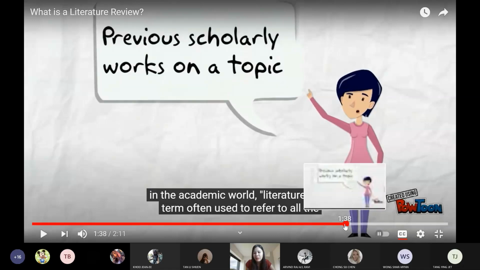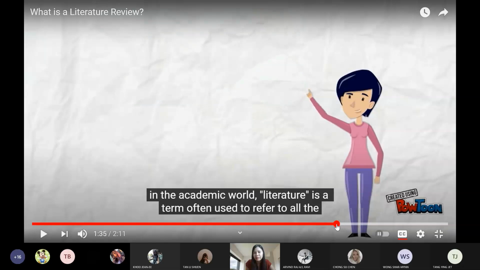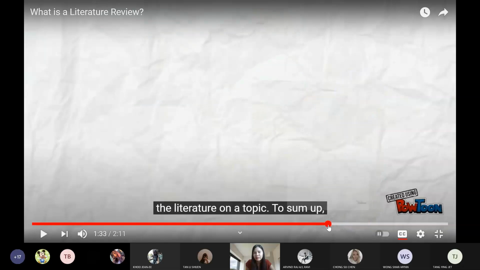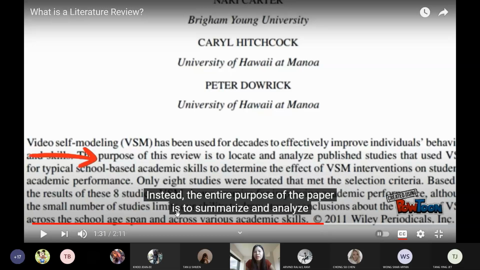Okay, just now they talk about this one here. The entire purpose is to summarize and analyze published studies. Can you see? It is to locate and analyze published studies. This is not an empirical paper. This is what I was talking about, the conceptual paper. They are just locating and analyzing the journal articles.